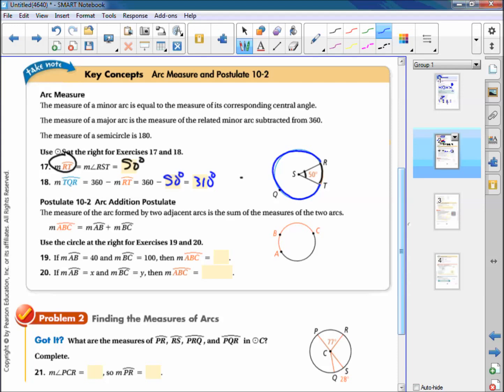Postulate 10-2, arc addition postulate. So the measure of an arc formed by two adjacent arcs is just the sum of the measure of the two arcs.